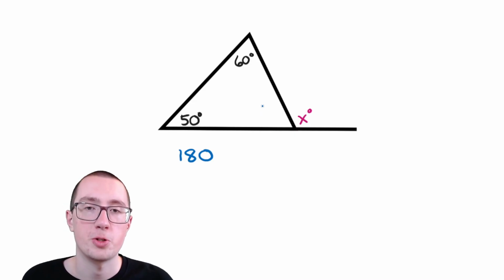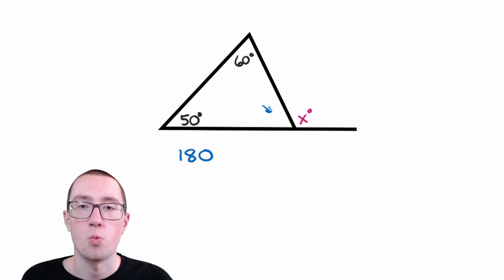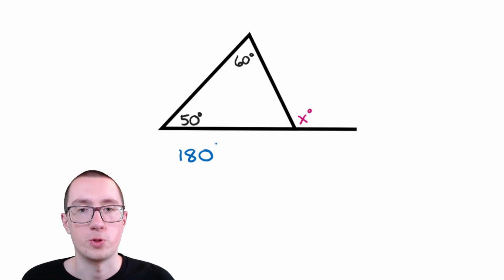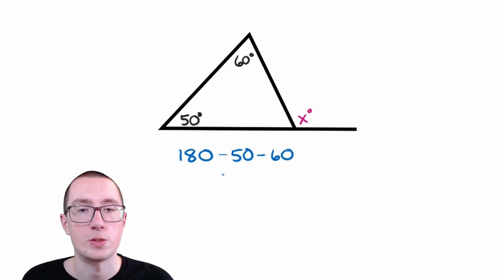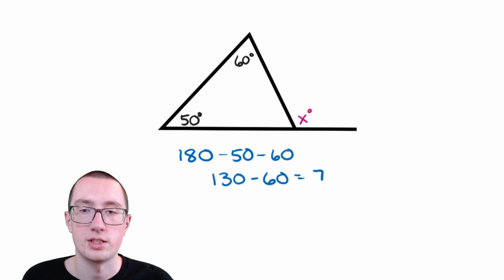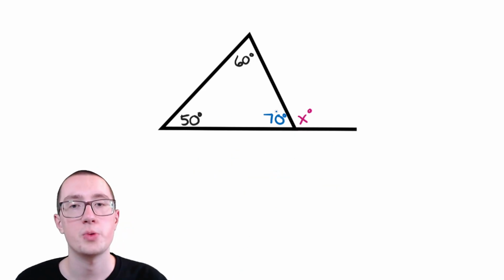So to find out the measure of this angle, let's take 180 and then subtract out 50 and 60 to find out what's left for this third angle. So the total is 180, but this angle is taking up 50, and this angle is taking up 60. 180 minus 50 is 130, and then minus 60 is 70, which means that this angle is 70 degrees. And of course, if you wanted to check your work, you could add these three together and they should give you 180.